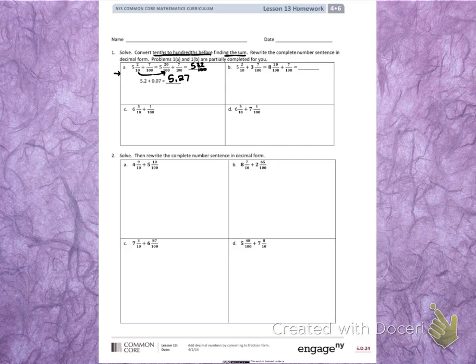So I'm going to go down and try letter C. It says 6 and 5 tenths added with 1 hundredths. So I need to convert them to hundredths first. So it's going to be 6 and 5 tenths is going to be 50 hundredths. Added with 1 hundredths. And that's going to equal 6 and 51 hundredths.